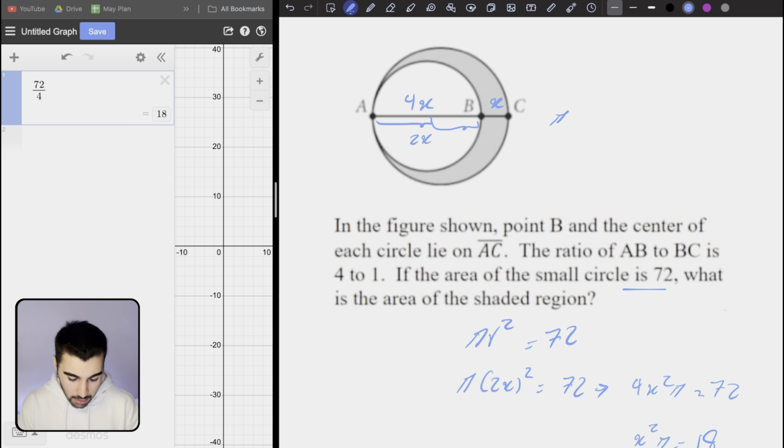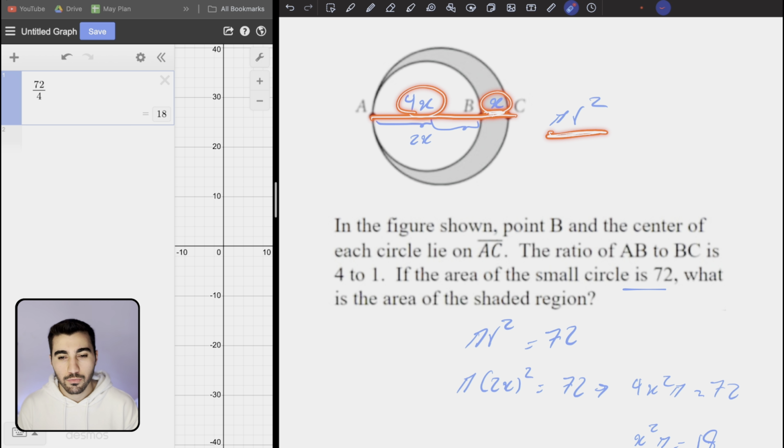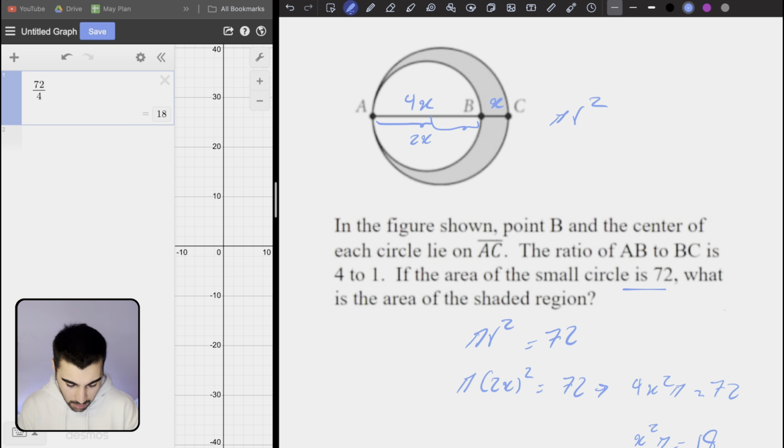We're still going to do pi r squared, but this time the diameter of this circle is 5x, 4x plus x is going to be 5x. So the radius is 2.5x, right? Because here the total is 5x. So I can put that there. It's going to be pi times 2.5x squared.